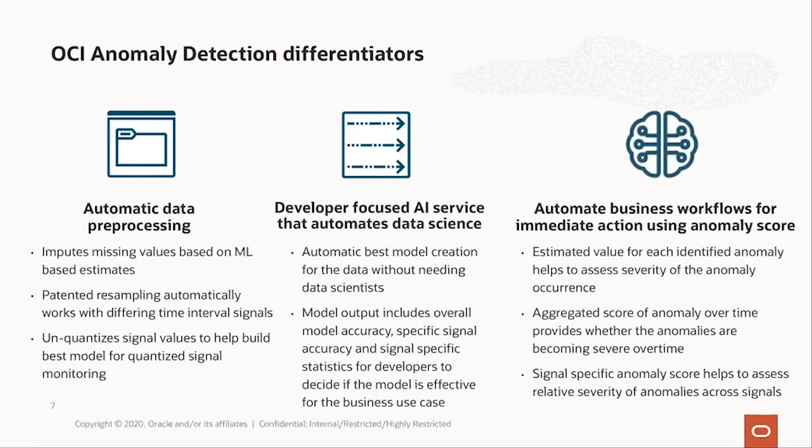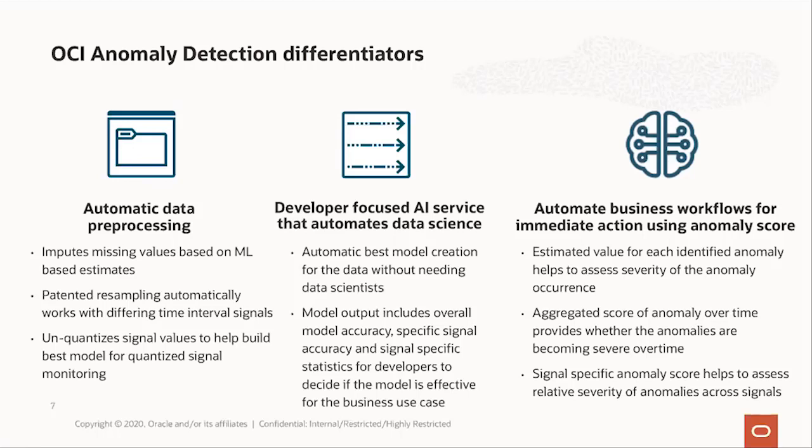The second output that we give is the aggregated score over time. For example, let's say you're monitoring an asset continuously 24/7. You could see that right now you have an anomaly, but is that anomaly worse than a minute before, or 2 minutes before, 5 minutes before? Is it trending in a direction that is disruptive for the business, or is it going up and down? So you could use the anomaly score to assess whether the anomalies are becoming worse as time passes. The third is we also provide you a signal specific score.